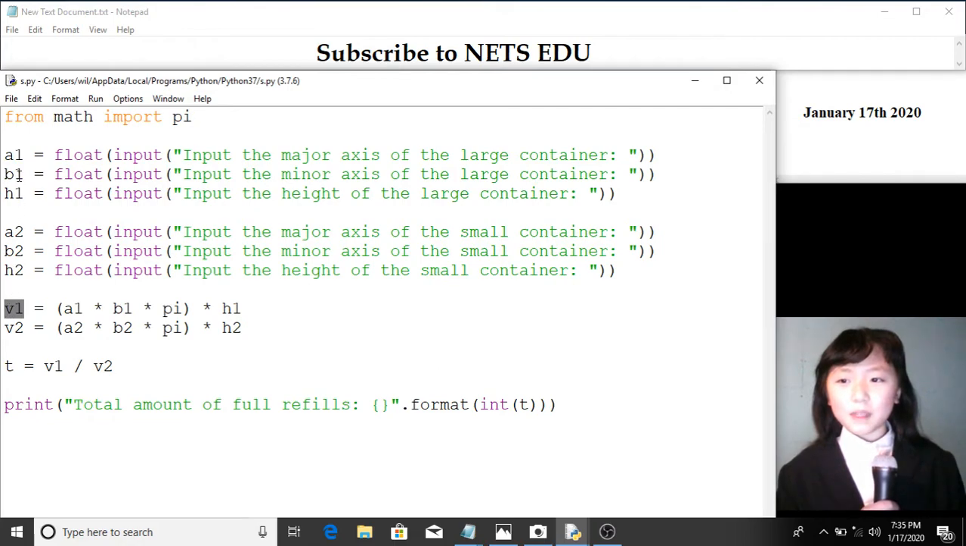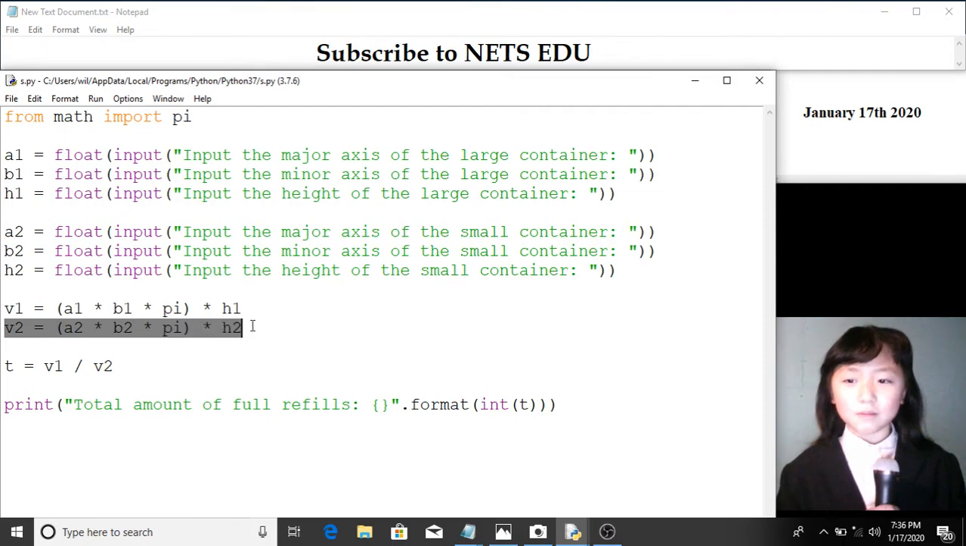V1 will be the volume of the large container, and as we just saw, it is the major axis times the minor axis times pi. Over here we have pi times the height. And we do the same thing for V2. Finally, to find out how many refills we can get, we divide the larger volume by the smaller volume.